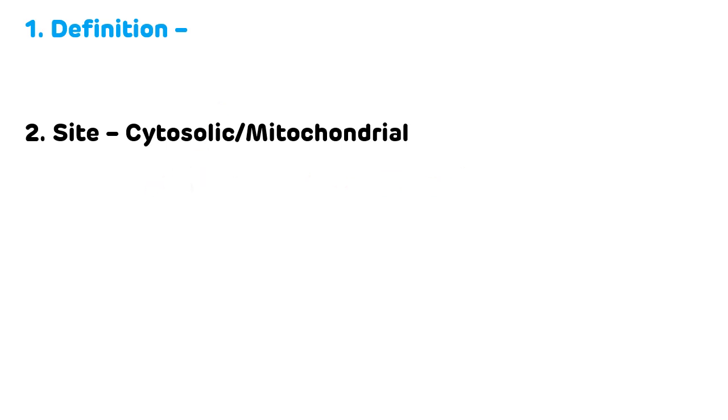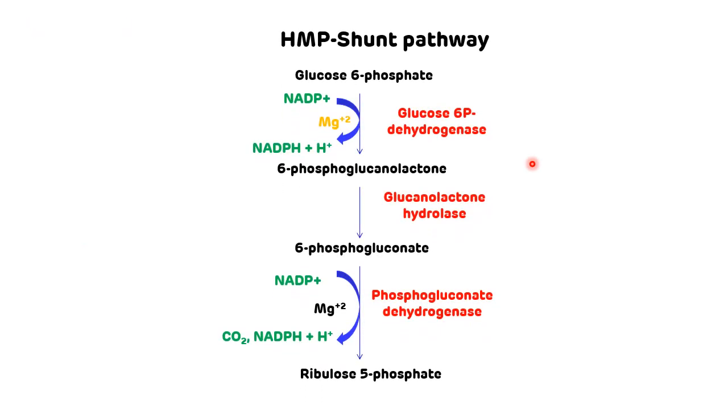After the site, the main heading is related to the main pathway. You have to write down the main pathway. This is the way you have to write down the main pathway. Over here, I have taken the example of the HMP shunt pathway. So as you can see, there is a mention of enzymes, substrate, product. There is a mention of coenzymes, cofactors, as well as the metal ions required for that particular enzyme.